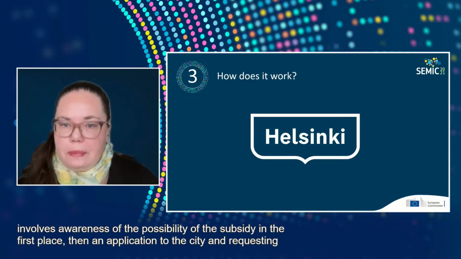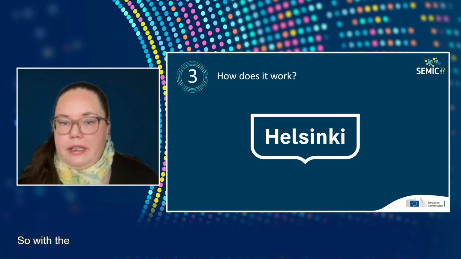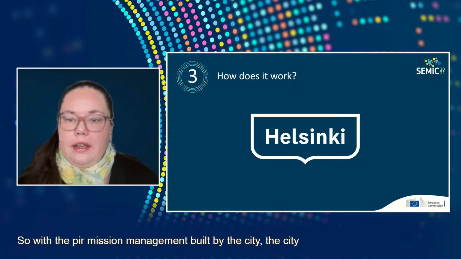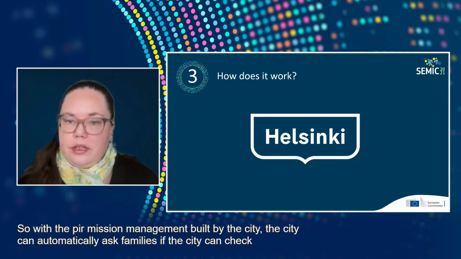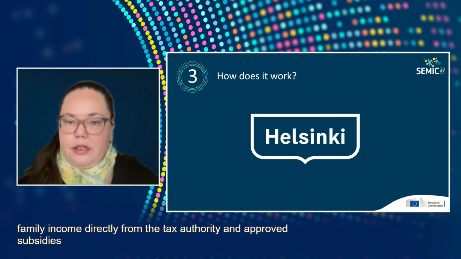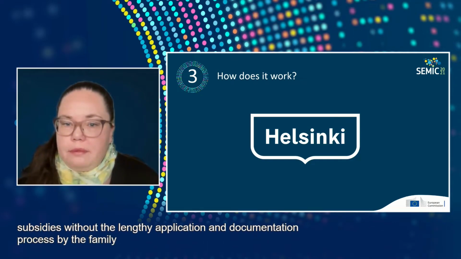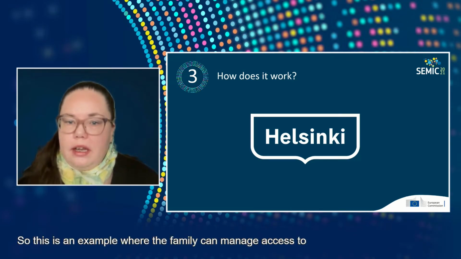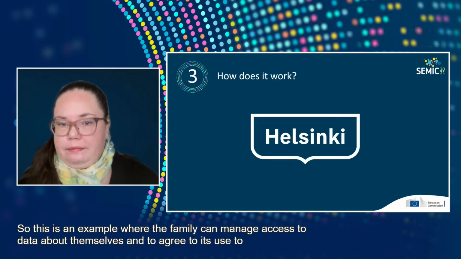So with the permission management and technical capabilities built by the city, it can automatically ask families with children in daycare if the city can check the family income directly from the tax authority and approve subsidies without the lengthy and cumbersome application and documentation process by the family. So this is an example where the family can manage access to data about themselves and agree to its use to make their lives easier.